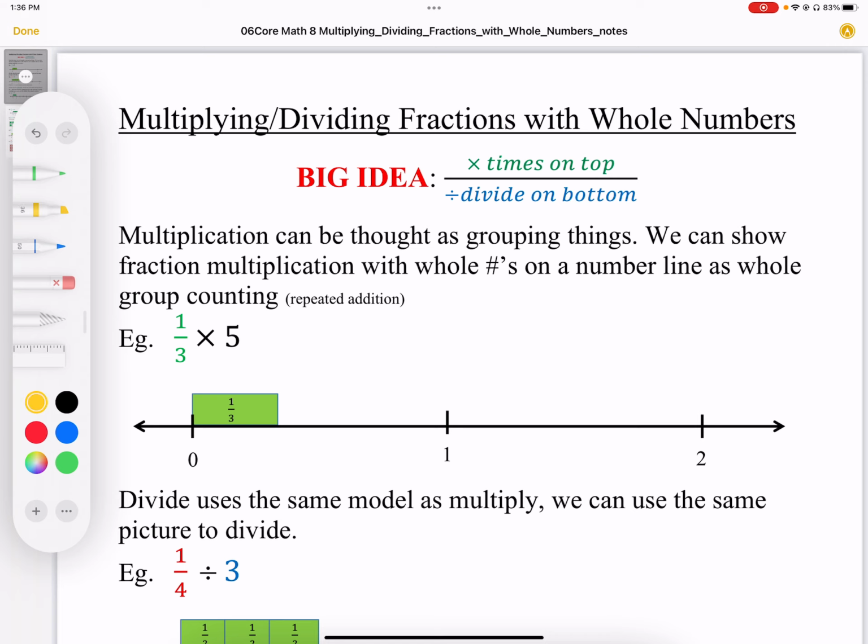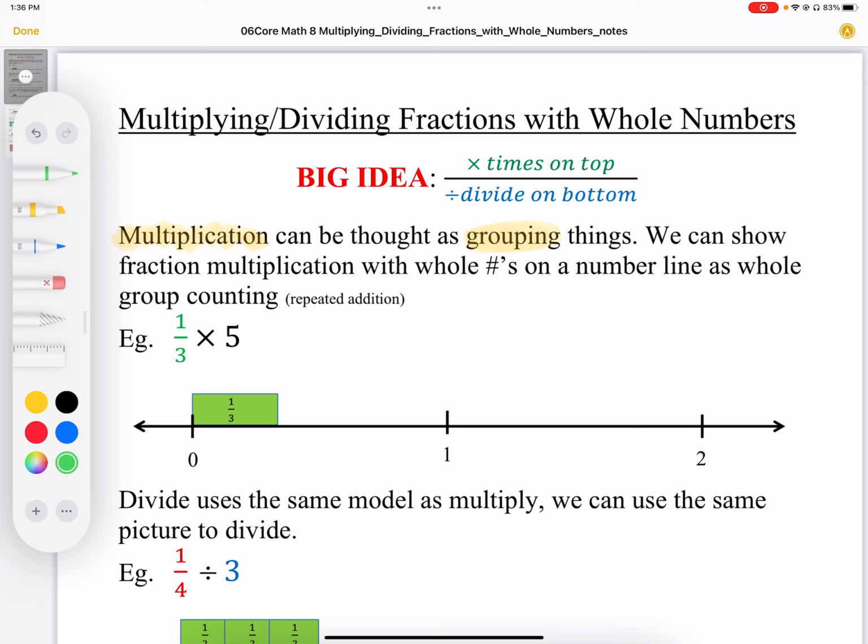The other big idea we should think about is that multiplication is grouping. So we can think of group counting when we talk about multiplication. We're going to start multiplication of fractions with multiplying a fraction with a whole number. So we're going to look at groups of things. When we have 1/3 times 5, what that really means is we're looking for 5 groups of 1/3.